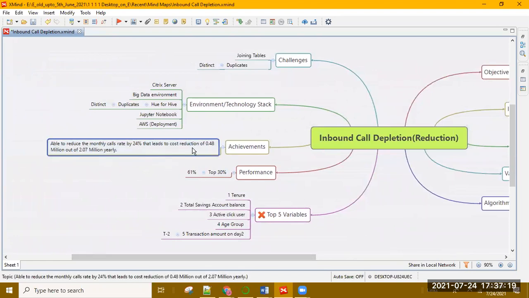That way money will be saved, because message cost will also be saved. Also, for manpower, suppose 100 people are there. If calls are reduced, only 75 people we can manage. So the cost of 25 people's salary is also saved, along with the message cost. So these are the benefits we got after implementing this project.